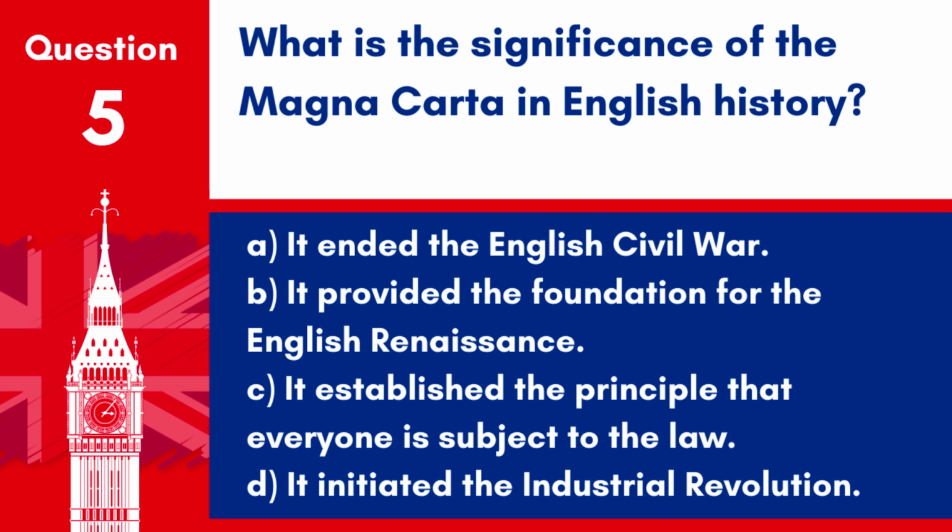Question 5. What is the significance of the Magna Carta in English history? A. It ended the English Civil War. B. It provided the foundation for the English Renaissance. C. It established the principle that everyone is subject to the law. D. It initiated the Industrial Revolution. Answer: C. It established the principle that everyone is subject to the law. The Magna Carta is significant for establishing the idea that even the king is subject to the law, which is a cornerstone of modern democracy.